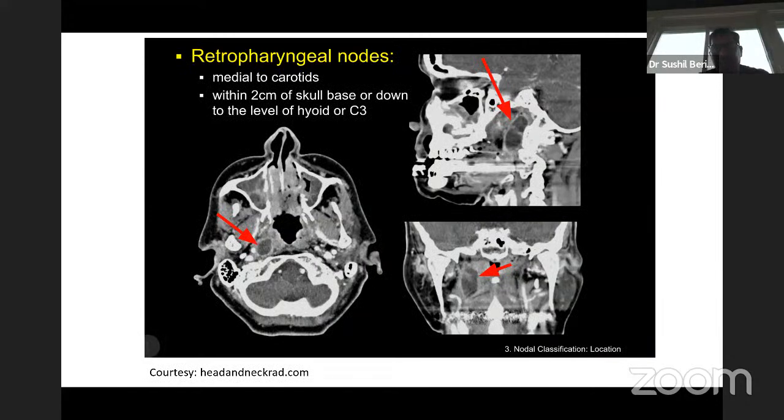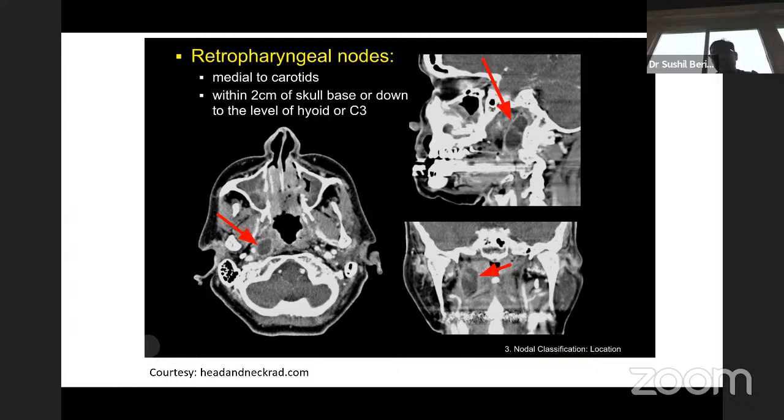And this is an example of the retropharyngeal node. A question came up about when to include the retropharyngeal node. The lateral retropharyngeal node is included for oropharyngeal cancer, but the medial retropharyngeal node, which is medial to the lateral retropharyngeal node, is only included if the lateral retropharyngeal node is involved or if there is a posterior pharyngeal wall tumor.